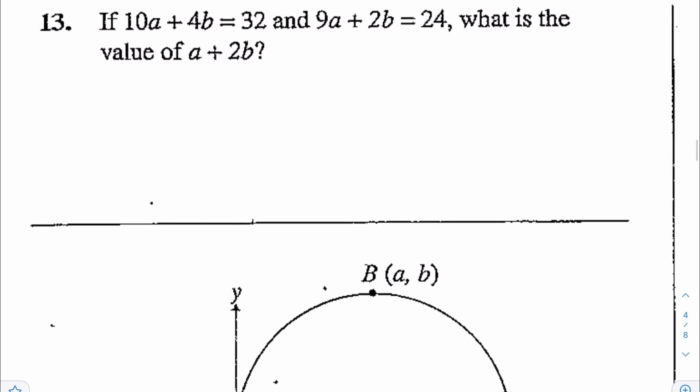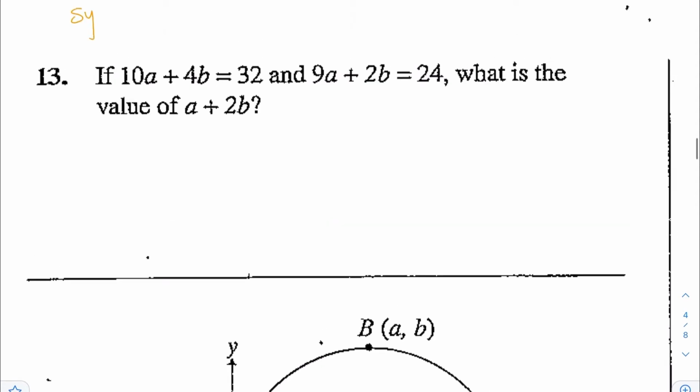All right, next for number 13, if 10a plus 4b is equal to 32 and 9a plus 2b is equal to 24, what's the value of a plus 2b? All right, so here you have a system of equations, which means you have 2 equations and 2 variables in this case, which means that you can solve for each of these. Now, fortunately, we don't actually need to solve for a or b. We actually just want a plus 2b. And if you look at the coefficients here, we can actually get to that by subtracting the equations. Normally, you would use substitution or elimination, but that takes way too long.